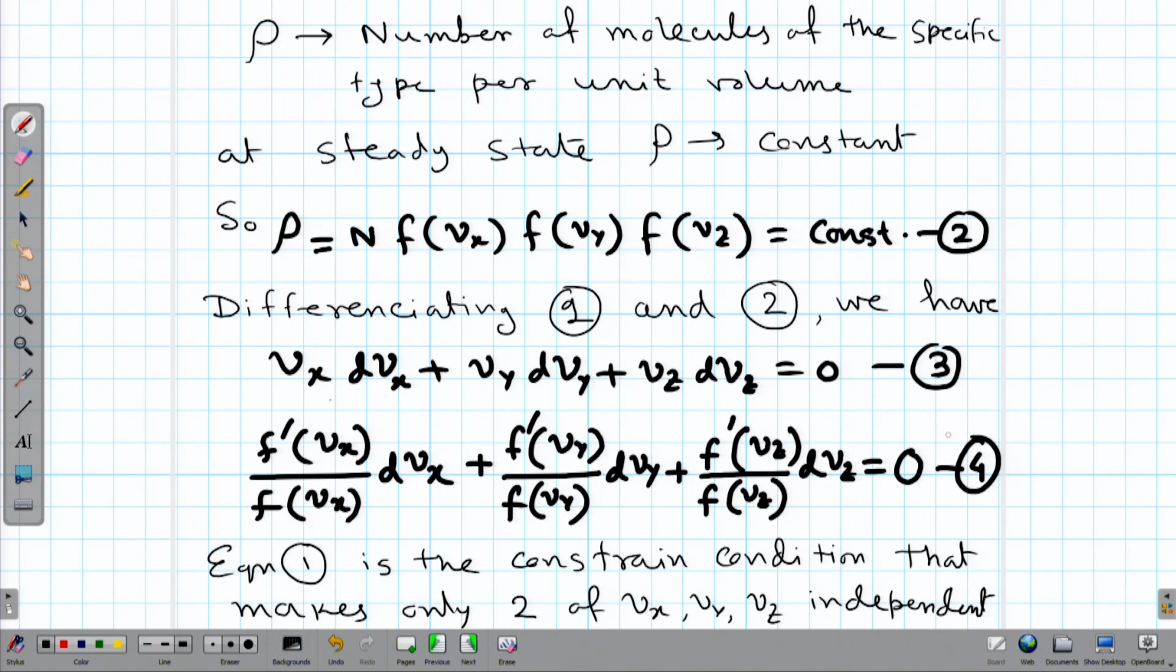Now, we have relations 3 and 4, and what we can do is eliminate this. As we have already said, two of Vx, Vy and Vz are independent, and we have these two relations. Now, how do we make the coefficients of dVx, dVy, dVz independent of each other and equate them to 0 individually? We will see in the next lecture. Thank you.